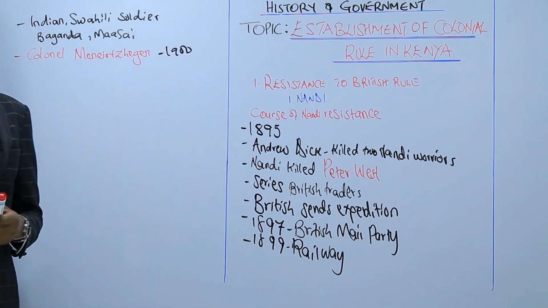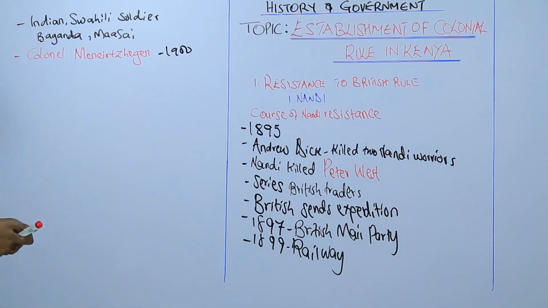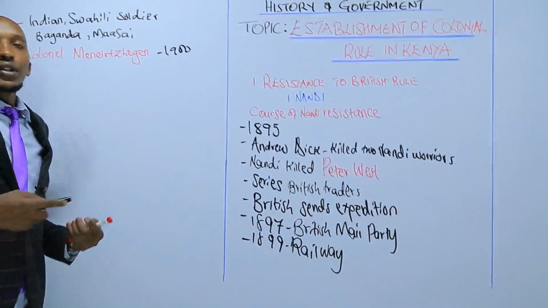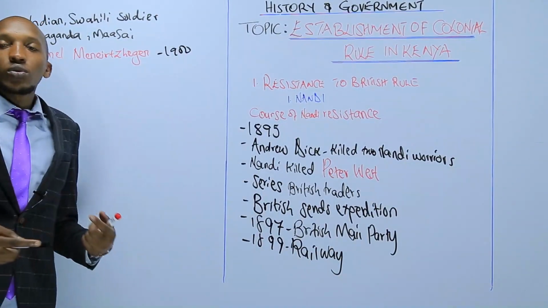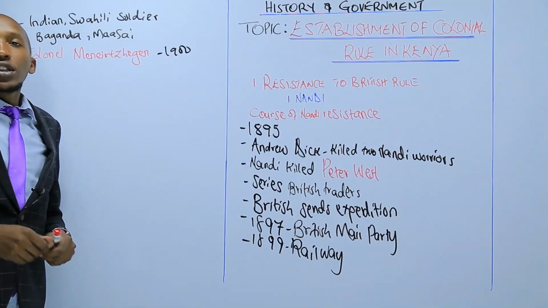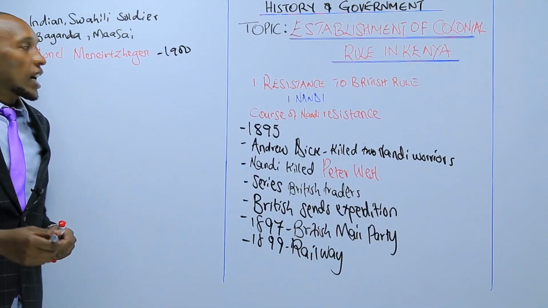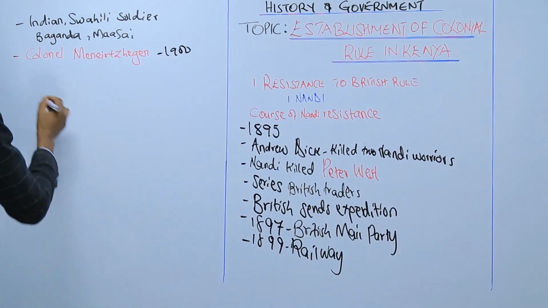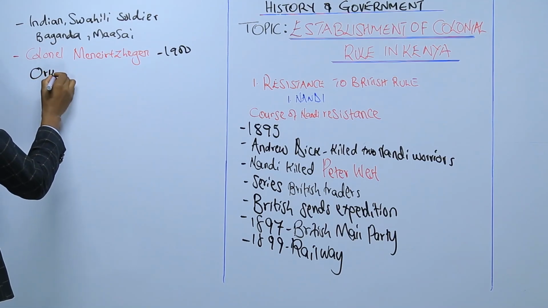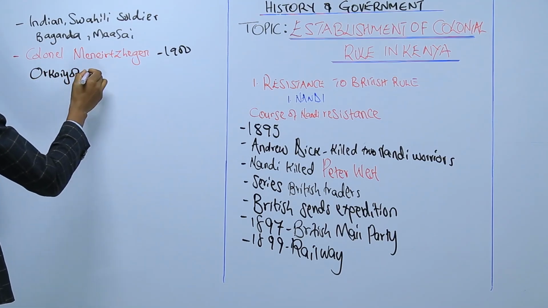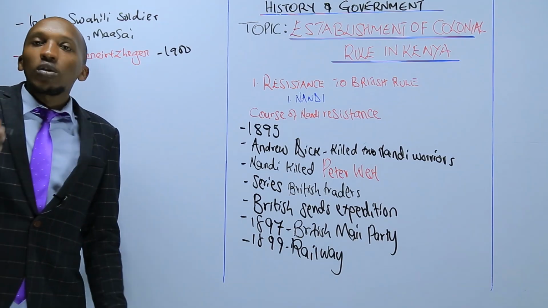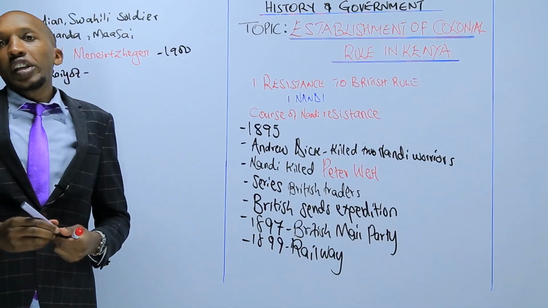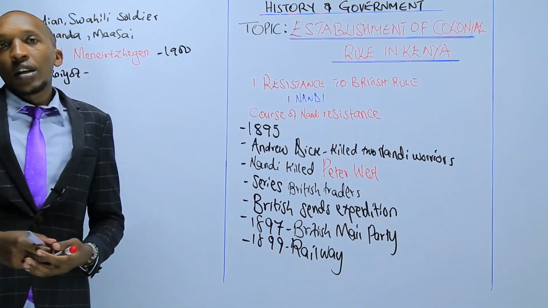So when this man came, he discovered the reason why the Nandi were fighting so furiously, and why every expedition that they had tried to bring against the Nandi was being defeated. He discovered that the strength of the Nandi was based on the Orkoyot, who was the religious leader, the overall leader of the Nandi. So he was the chief strategist of the Nandi community. He was the source of the strength of the Nandi.